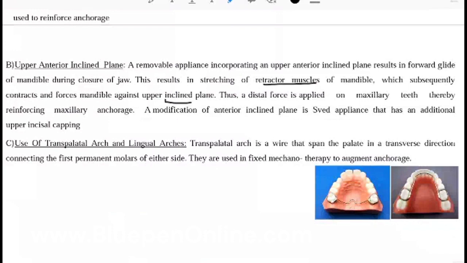Okay, this is what is happening in the upper anterior inclined plane. You are using this also, upper anterior inclined plane. So that's the reason you call it a reinforced or multiple anchorage. You are using more than one.